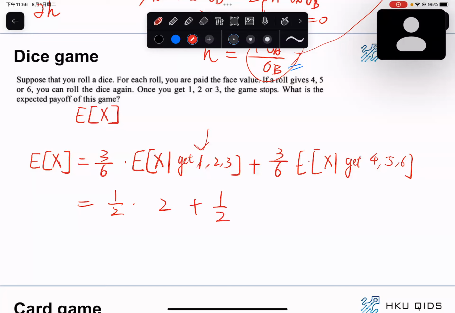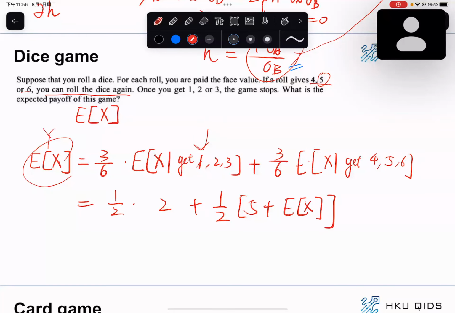And if I get 4, 5, or 6, I can roll the dice again, which means I can continue the game. But at the same time, I already get the expected value from 4, 5, or 6, which is 5, right? And plus the EX, because we can play the game again. So let's denote this as Y, okay? So we have Y equal to 7/2 plus 1/2 Y. So we can get Y equal to 7. And this is our expected return, which is EX, okay?